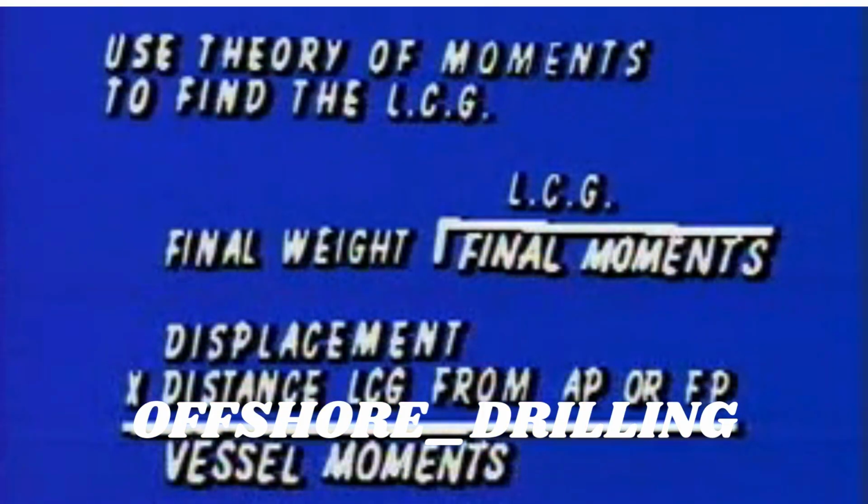In order to solve for the longitudinal center of gravity, or LCG, we use the theory of moments. We find the LCG for a vessel after loading and or discharging by dividing the total longitudinal moments of the ship and her cargo by the final weight. Remember that the moments for the vessel are found by multiplying the displacement before loading or discharging by the distance the LCG for the mean draft in question is located from whichever one of the perpendiculars we are using as a reference point.